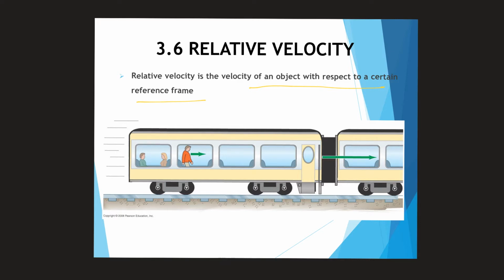For example, me, I'm going to be at the ground. I'm going to see this person walking inside the moving train. So what is the velocity of this person with respect to me at the ground? The frame of reference can be at the ground, it can be at the shore, it can be in the air. It depends on the question and the situation.